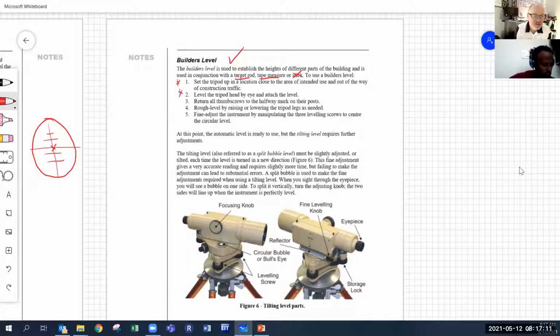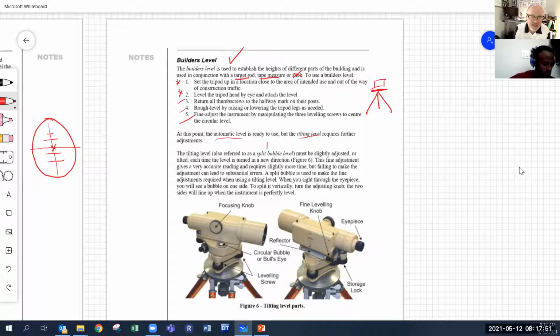We're going to first level the tripod head by eye, that's the three-legged tripod, and then you're going to level the builder's level. Return all the thumb screws to the halfway mark on their posts. Rough level by raising or lowering the tripod legs as needed, and then you fine tune the instrument to get it level. At this point, the automatic level is ready to use, but the tilting level requires further adjustment.